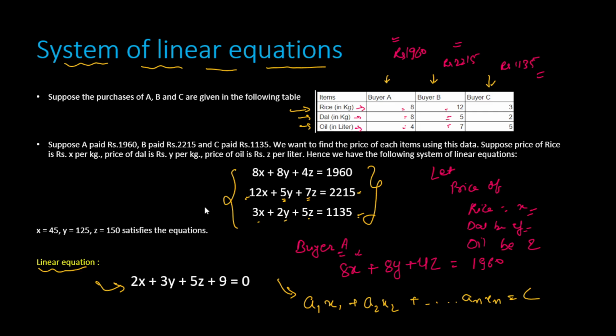Now we will solve these equations by our traditional method, by putting in some values, and we will get x equals 45, y equals 125, and z equals 150. If you don't know how to solve this, then don't worry, we will learn this in further lectures. In the upcoming lectures we are going to solve these kinds of linear equations.